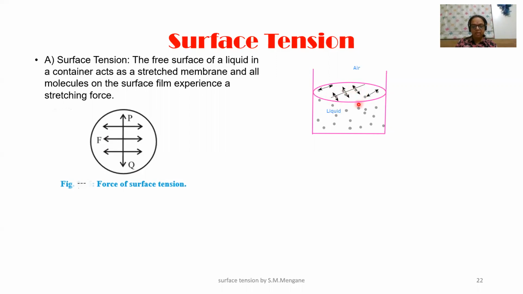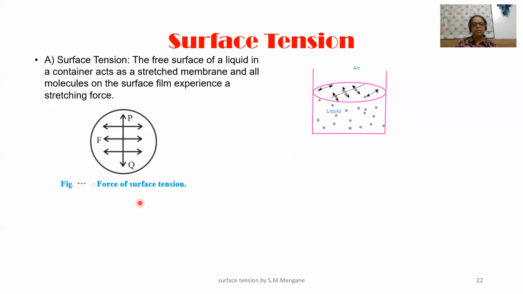So across any line, perpendicular to the line, all the molecules are applying force. If we draw an imaginary line like this, then the molecules on either side exert a force on each other. Here also. One thing is common in this: the direction of force is tangential to the surface. No force is coming up or going down.